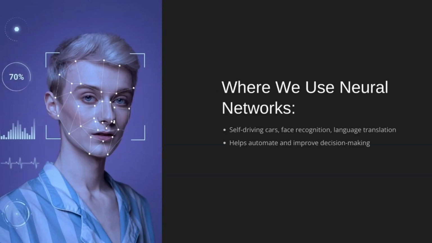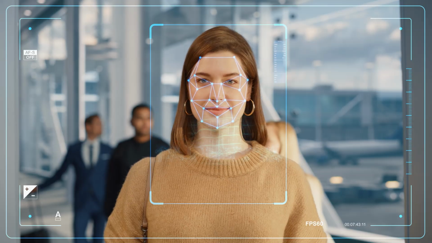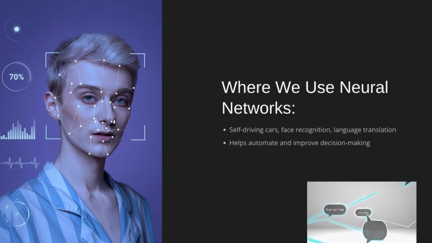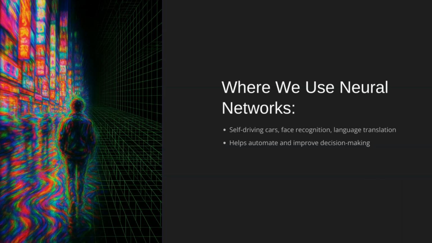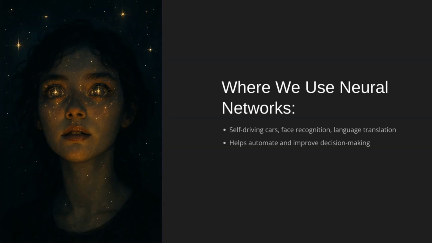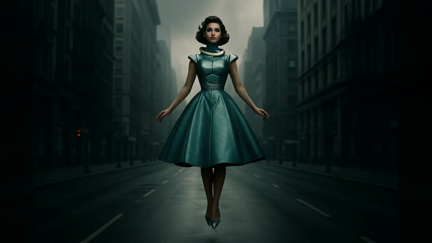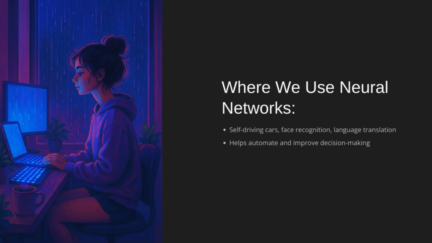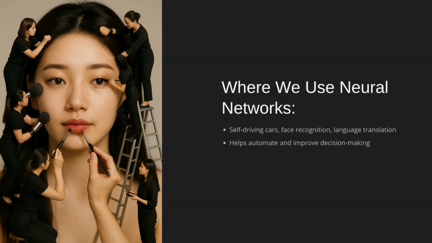Imagine where neural networks take us. From driving cars to recognizing faces and translating languages, neural networks are shaping our world. They power automation, sharpen decision-making, and unlock new possibilities across industries. As we train smarter models, the future of AI becomes not just powerful, but profoundly human-centric.